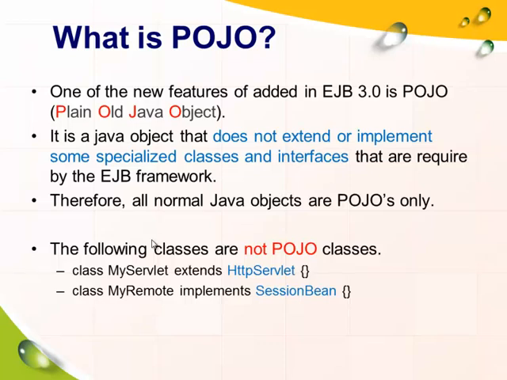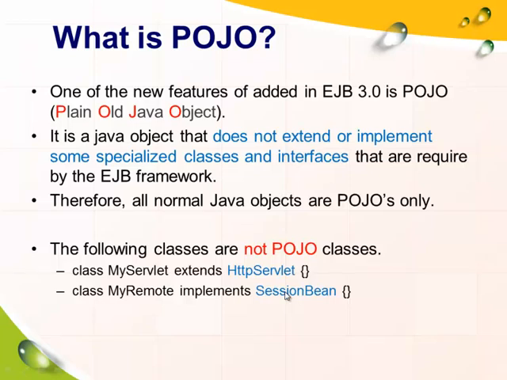Now if you take this example, class MyServlet extends HttpServlet, this is not a POJO class. Why? HttpServlet is an exclusive class that is available under the Java EE architecture. Again, if you write MyRemote implements SessionBean, it can't be a POJO, because SessionBean is something that is part of the Java EE architecture.